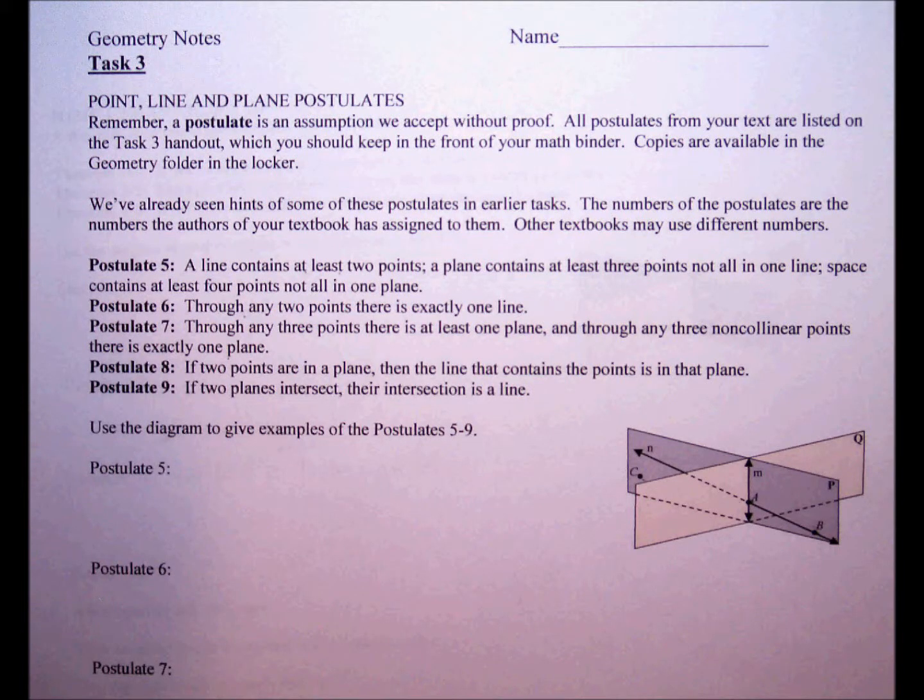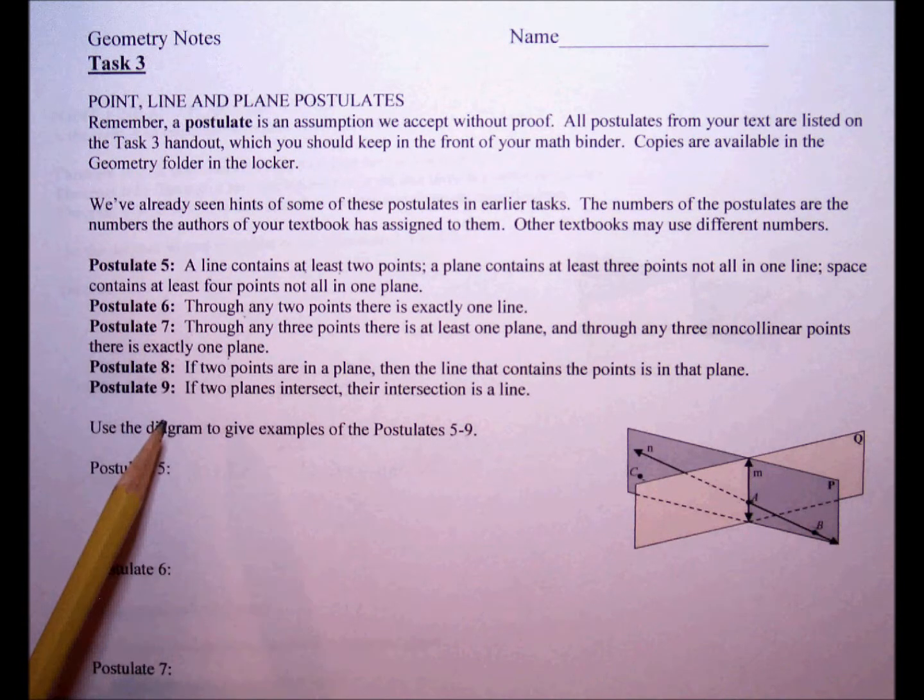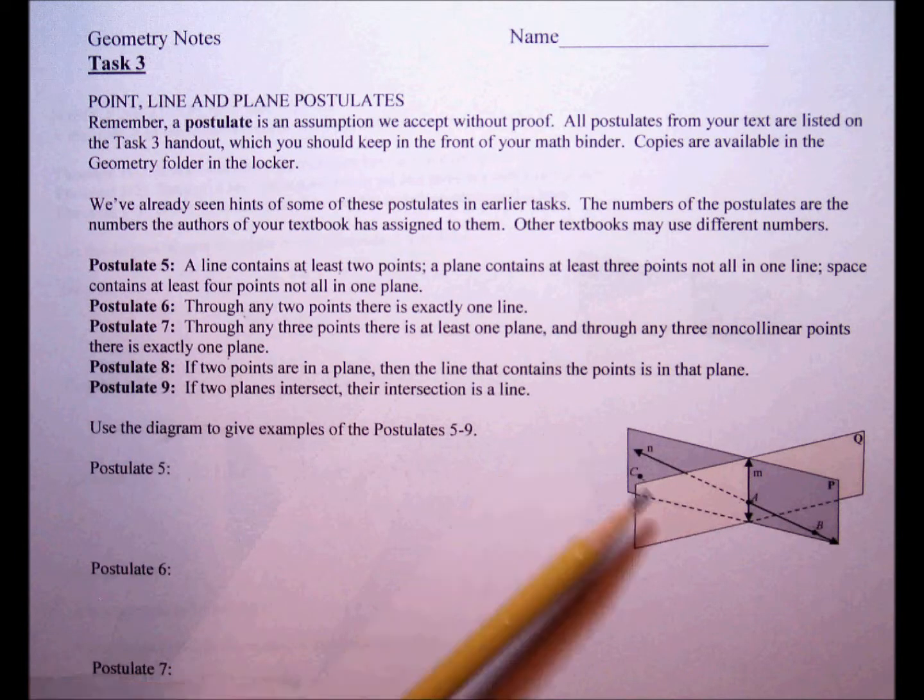So I'm going to take a little bit of a different approach today with these notes because there's so much writing on these notes. You don't need to sit here and watch me write. We're going to talk about how the postulates that we're going to be learning today relate to this figure and how we can find examples in this figure.